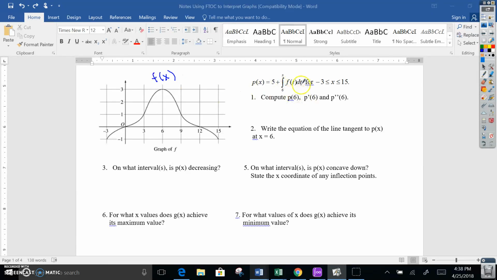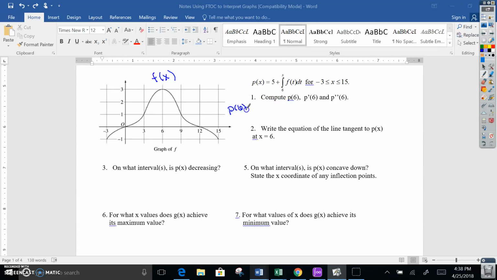And P of x is defined from -3 to 15 as the net area under that curve plus 5. Notice the plus 5 is outside of the integral, so you can't bring it in. It's a separate piece to the function. The first question says to compute P of 6.